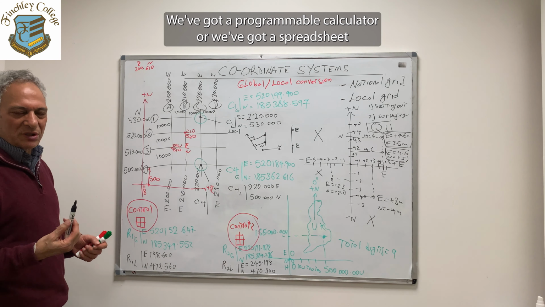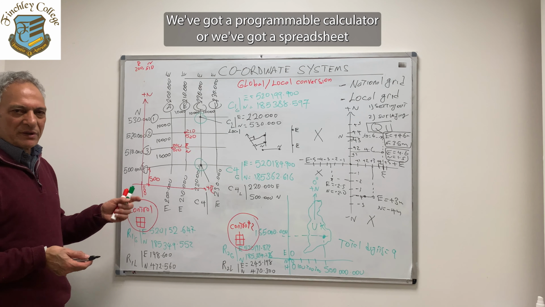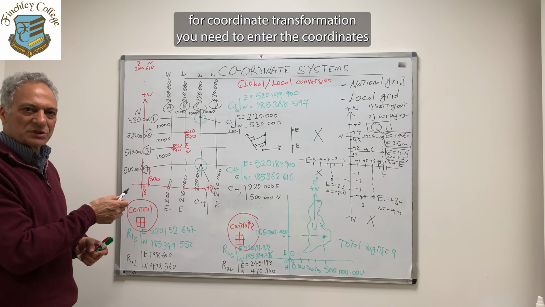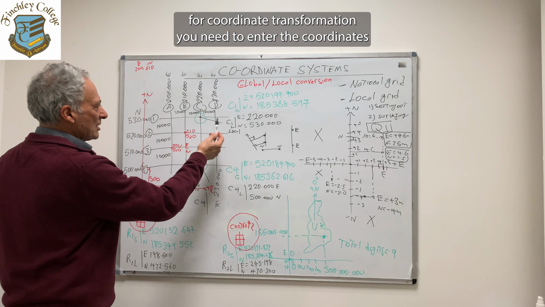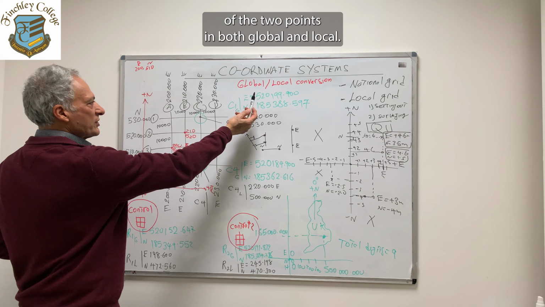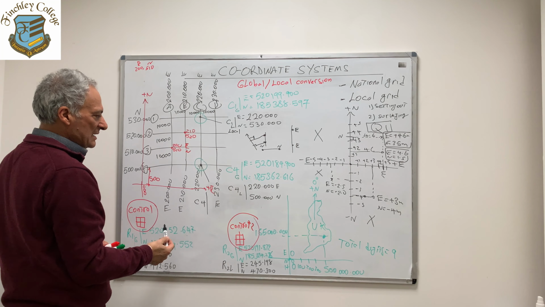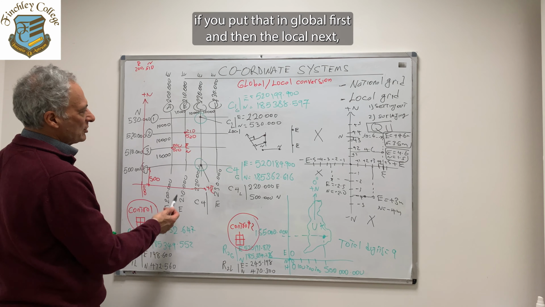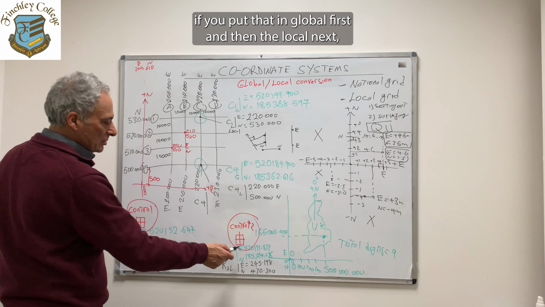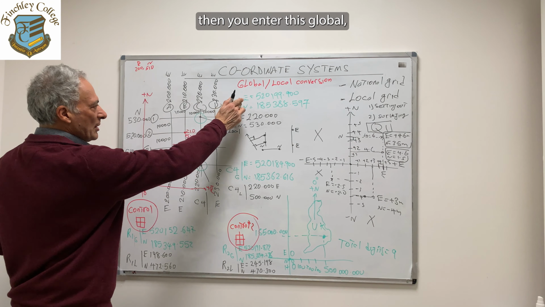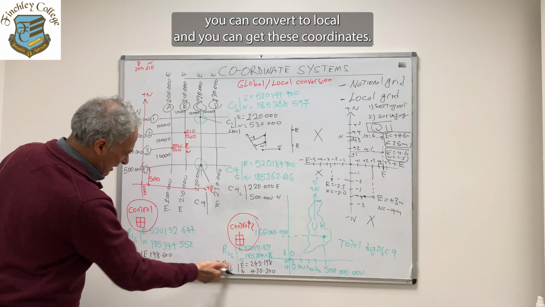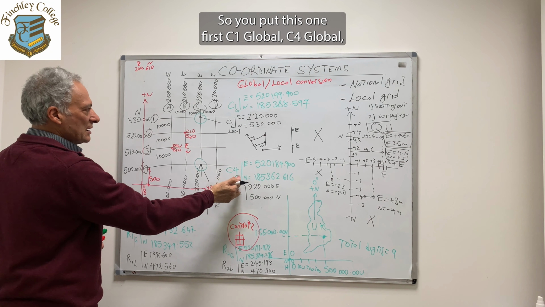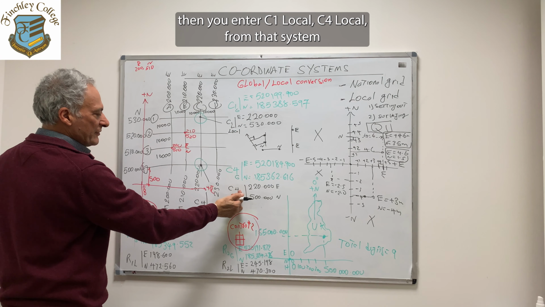What do we do? We've got a programmable calculator, or we've got a spreadsheet on our website that you can download for coordinate transformation. You need to enter the coordinates of the 2 points in both global and local. If you put the global first and then the local next, when you enter a global point, you can convert it to local. So you put C1 global, C4 global first, then you enter C1 local, C4 local.